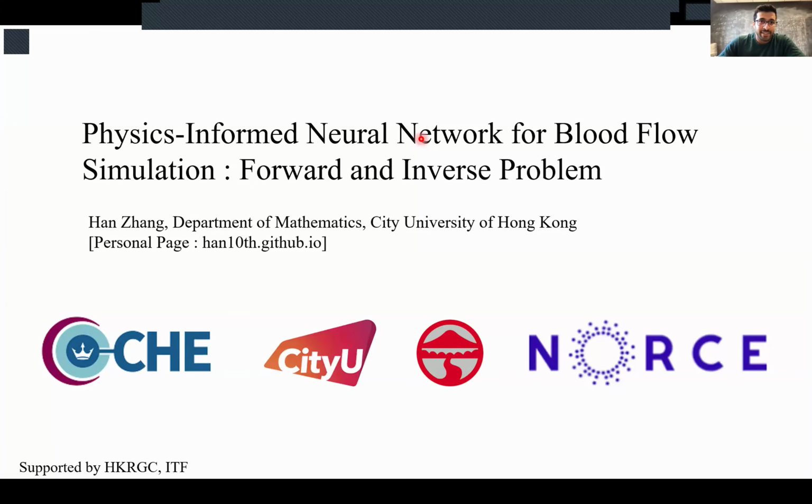The first talk is on physics-informed neural networks for blood flow simulation, forward and inverse problem, and is presented by Zhang, who is a PhD candidate at City University of Hong Kong and is expected to graduate in 2026. He was a visiting scholar at Princeton University in 2025. His research interests lie in scientific machine learning for fluid dynamics, computational differential geometry, and geometric deep learning. His current work focuses on blood flow simulation and related computational modeling problems. With this brief introduction, I would like to invite Han to present his work.